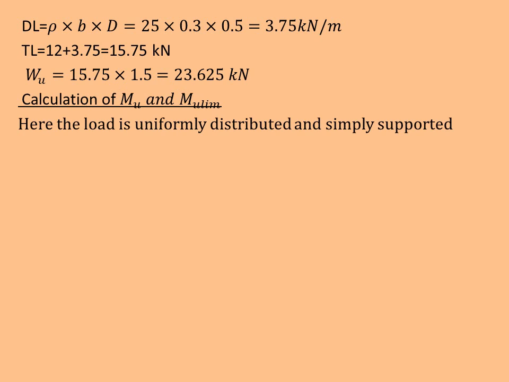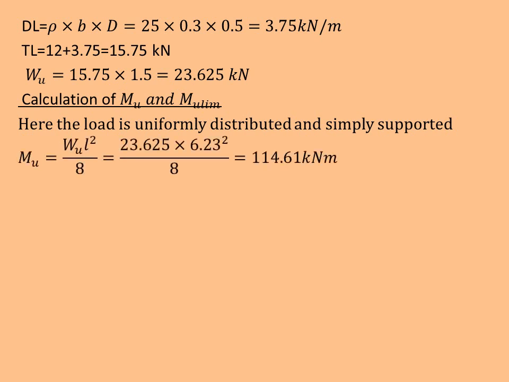Here the load is uniformly distributed. It does not mention whether it's under reinforced or balanced, but the load is uniformly distributed here, and it is also simply supported. So what is the formula for the moment of UDL? In simply supported case, it's WU L square by 8, where L is the effective span used here, and we get 114.61 kilonewton meter.